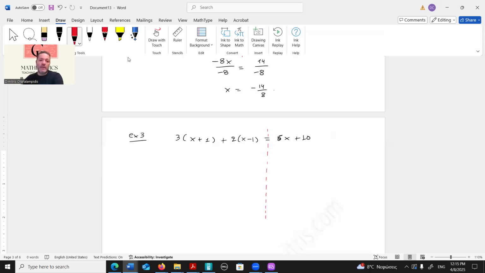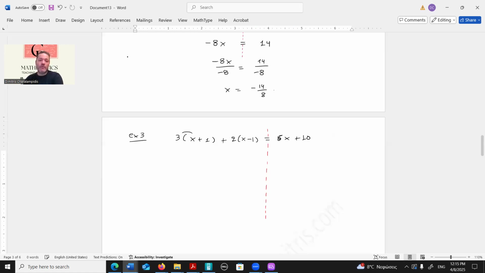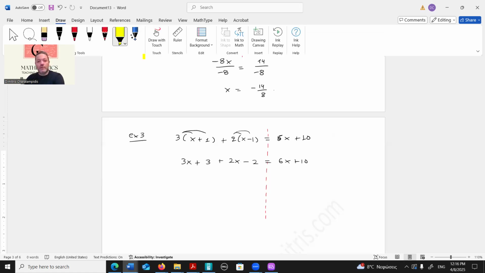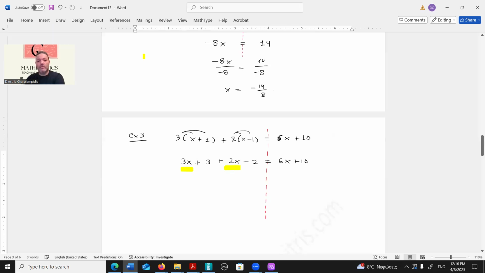I will firstly begin by applying the distribution in the first case. 3 times x is 3x, 3 times 1 is 3. Then 2 times x is 2x, 2 times negative 1, it's minus 2, equals 6x plus 10. Now I'm gonna color by yellow all variable parts and by blue all the constants.